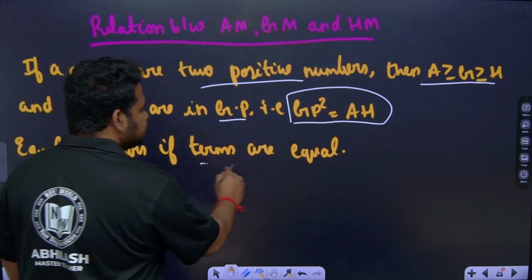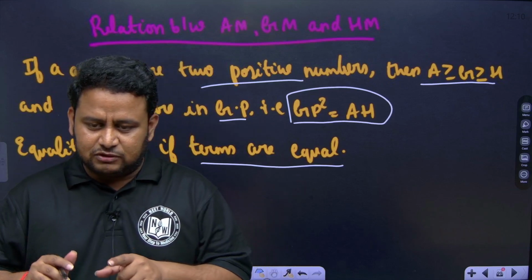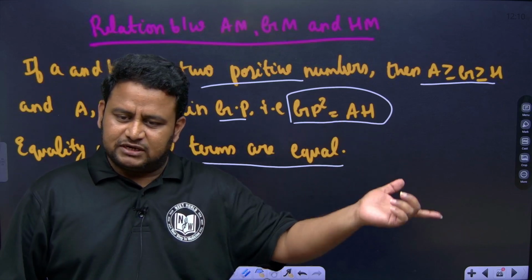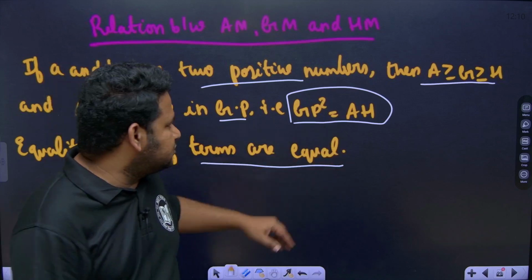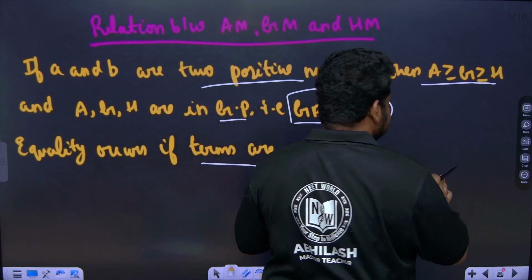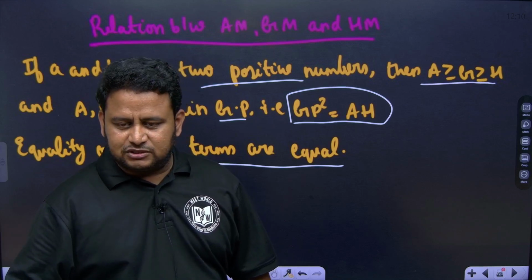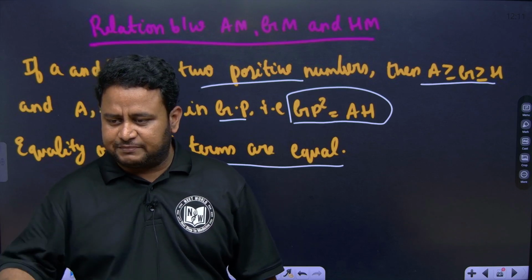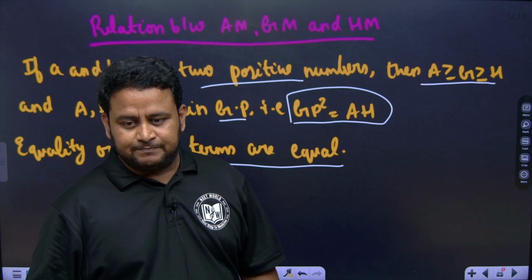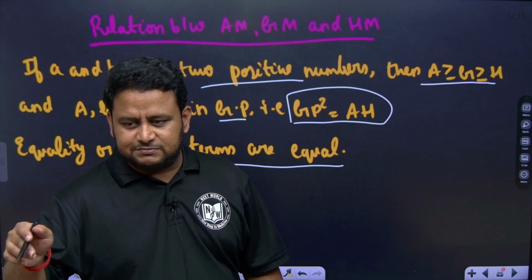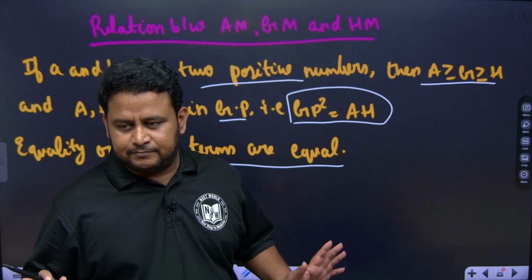Equality occurs if terms are equal. I told you arithmetic mean is greater than or equal to GM. It will be equal when all the terms are equal. Otherwise, it is greater. Same thing here. Suppose 2, 2, 2, 2 comes, then arithmetic mean will be the same, geometric mean will be the same, harmonic mean will be the same. Harmonic mean is what? It is 2 times AB by A plus B. And arithmetic mean is what? A plus B by 2. Geometric mean is nothing but square root of AB.